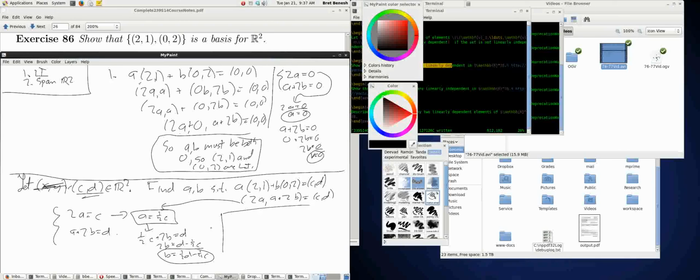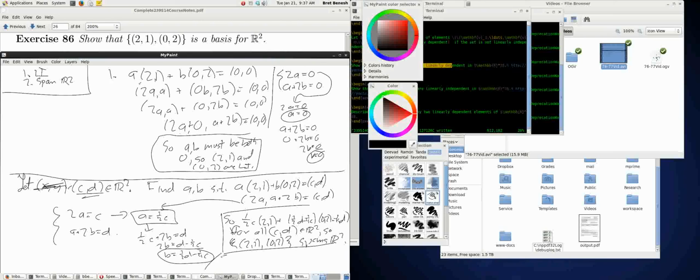So, what do I have? 1/2 C times (2, 1) plus (1/2 D minus 1/4 C) times (0, 2) is equal to (C, D) for all (C, D) belonging to R2. So (2, 1), (0, 2) spans R2.